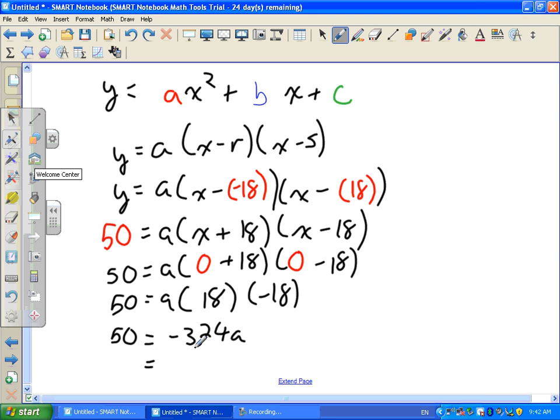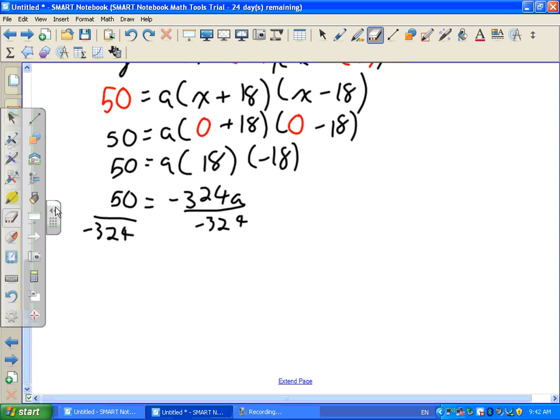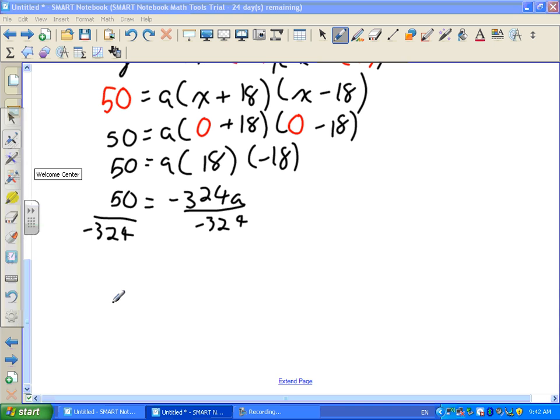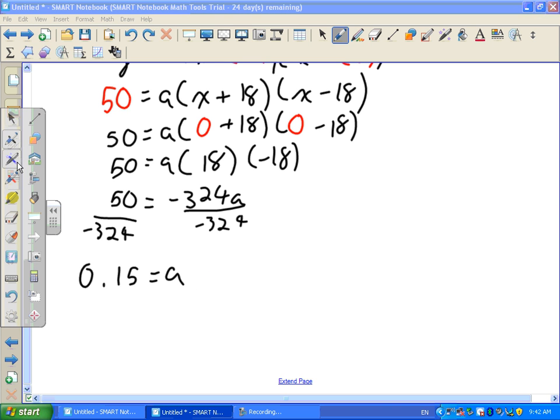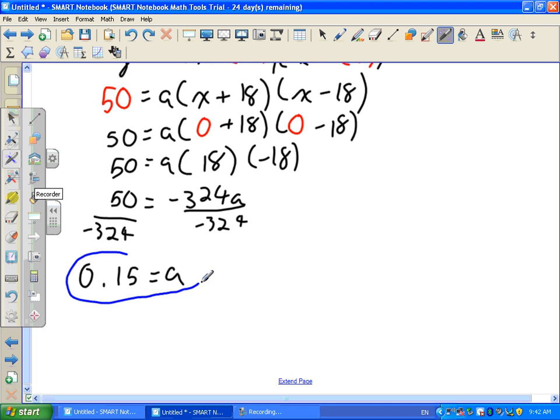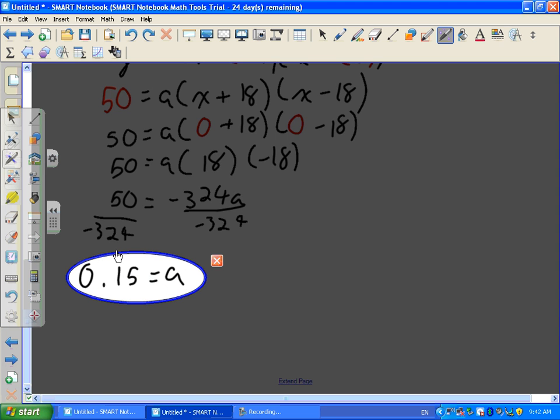When I divide both sides by negative 324, mental math, yeah. What is it? 0.15? I like that. That's good. Is equal to A. So, I now have a value for my A. We take a look. My value for my A is 0.15. 2 decimal places is fine to round to.